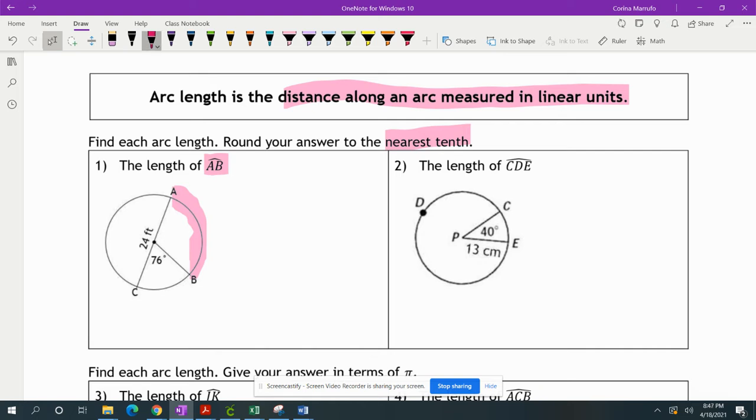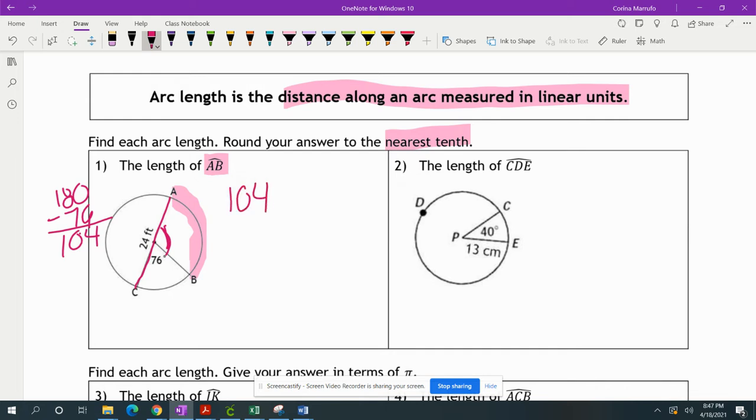This arc length is equivalent to this angle right here. So first I have to find this angle. I can see that this makes a half circle, or a straight angle. So I'm going to do 180 minus 76, and this gives me 104. So my angle here for AB is going to be 104.